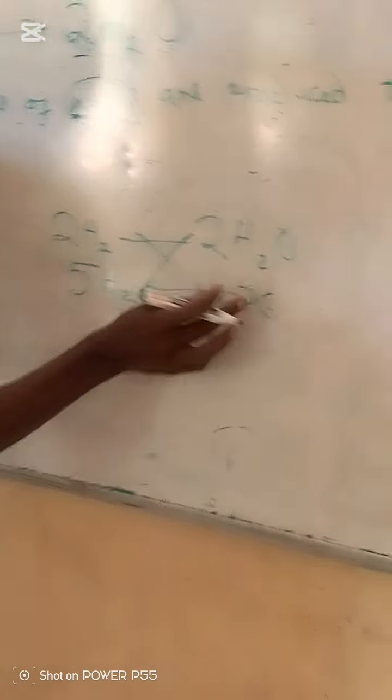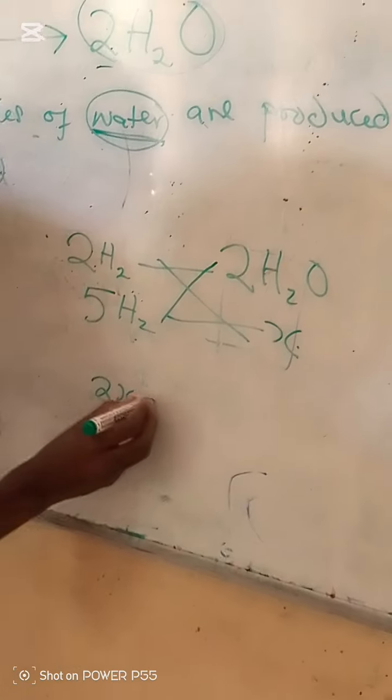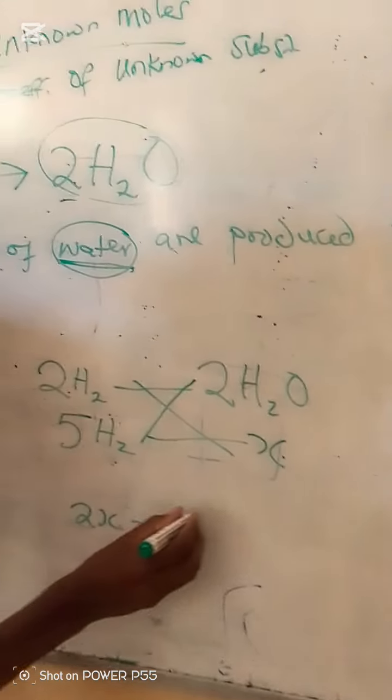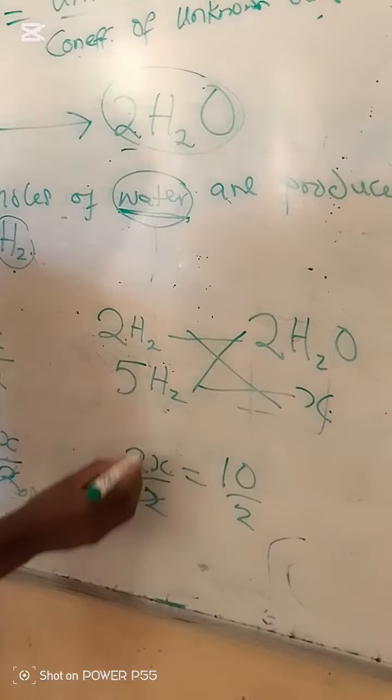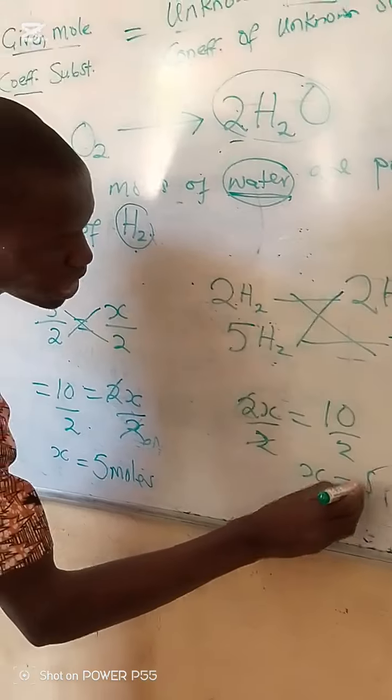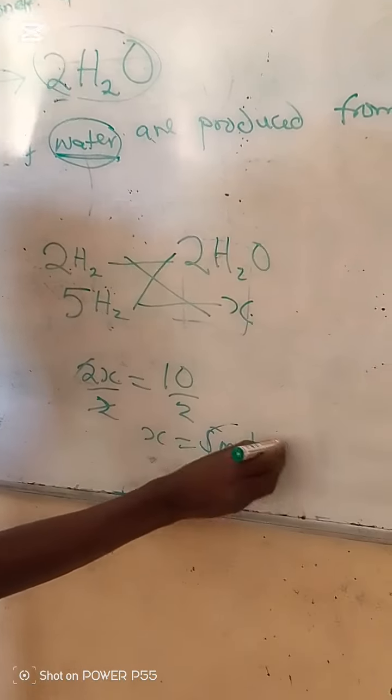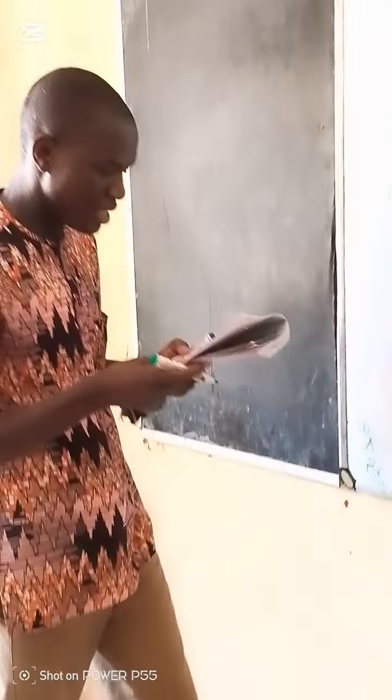So from here you can now cross multiply. So 2 times x, that will give us 2x, is equal to 5 times 2, 10. Divide both sides by 2. X is equal to 5 moles. Are the answers not the same? Is this clear, please? Let's take the last example.